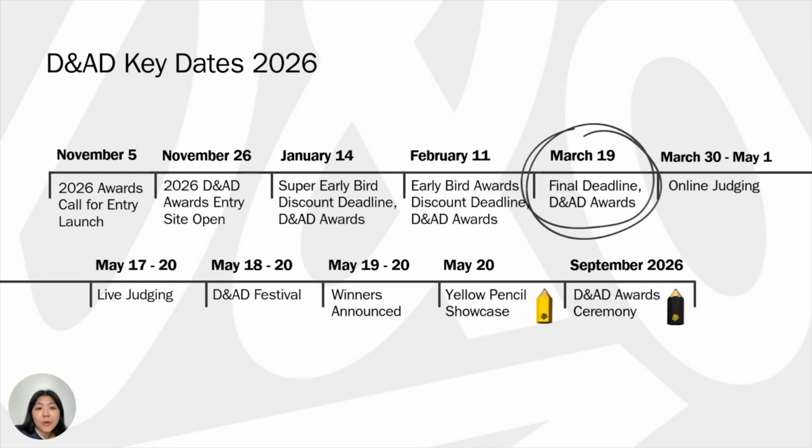Wood, graphite, yellow, white, and black pencil winners will receive a pencil. If you like, you can also order additional pencils on the website. And each winning piece of entry will also be shared on the website, added to the D&AD archive, and featured in the 2026 annual.